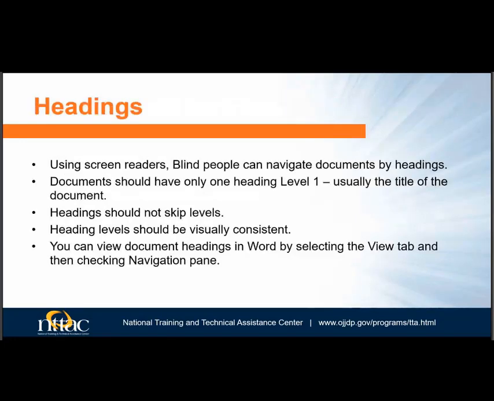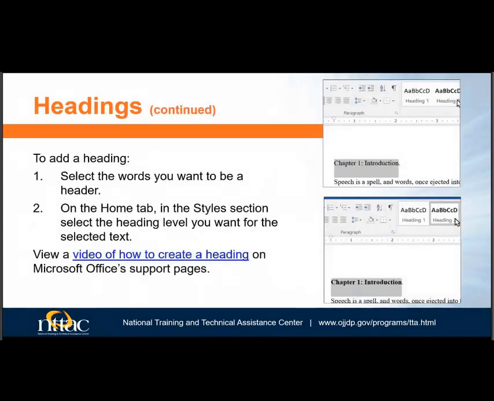Blind people use screen readers when reading documents. By pushing certain keys, they can either go through the document and hear only the headings, or press a set of keys and call up a list of headings. Therefore, we need to make sure proper headings are used, not font effects, and that they are in the correct order. To add a heading, select the text that you want to be a heading. Then select the heading level, 1 through 6, that you want it to be. Documents should have only one heading level 1, the title, and not skip levels.